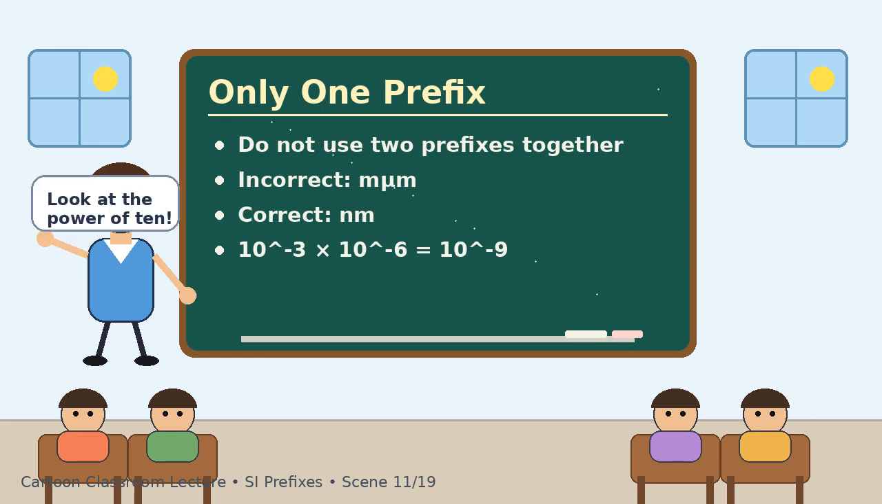Only one prefix should normally be used at a time. For example, it is not proper to write millimicrometer using two prefixes together. Since 10 to the power minus 3 multiplied by 10 to the power minus 6 equals 10 to the power minus 9, the correct single prefix unit is nanometer.